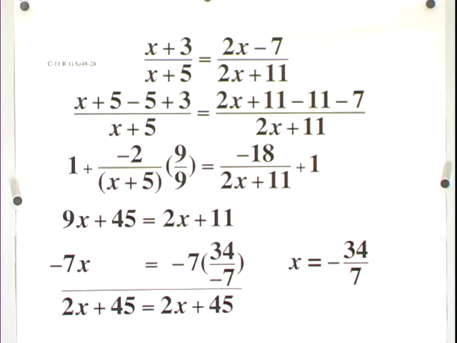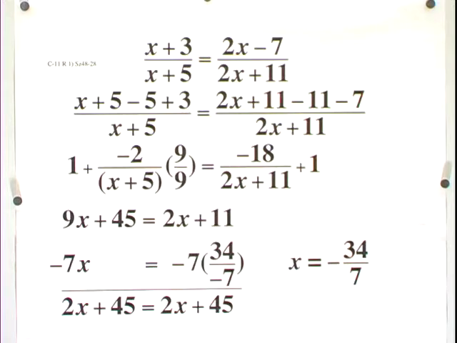Here's the equation. x plus 3 divided by x plus 5 is equal to 2x minus 7 divided by 2x plus 11. We're going to reformulate. The first thing I'm going to do is match that 5 in the denominator. And I'm going to write x plus 5 minus 5 plus 3. I'm going to add a 0 to the numerator. That doesn't change the value of the numerator.